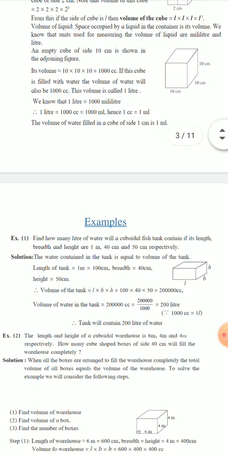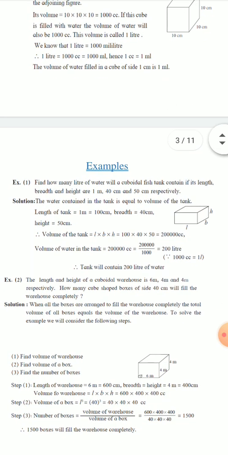Okay, so moving towards the next problem. See, the length, width and height of the cuboidal warehouse are 6 meter, 4 meter and 4 meter respectively. Length is 6 meter, width and height are 4 meter also. How many cube shaped boxes of side 40 centimeter will fill the warehouse completely?